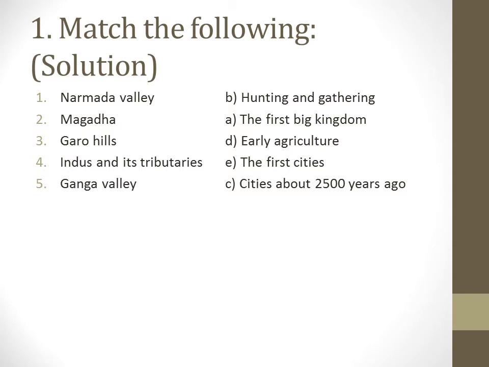Solution for the match the following. Narmada Valley, hunting and gathering. Magadh, the first big kingdom. Garo Hills, early agriculture. Indus and its tributaries, the first cities. Ganga Valley, cities about 2500 years ago.